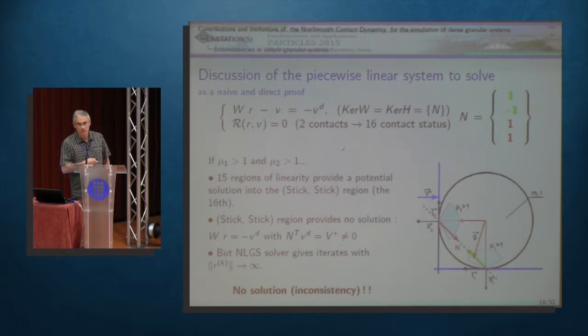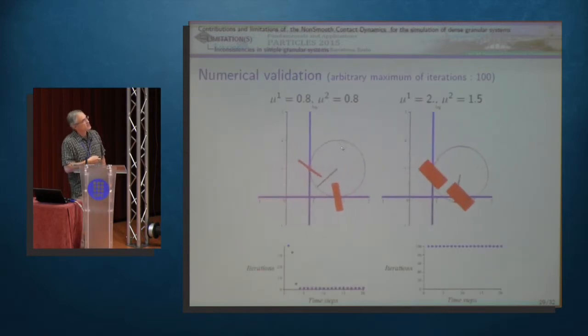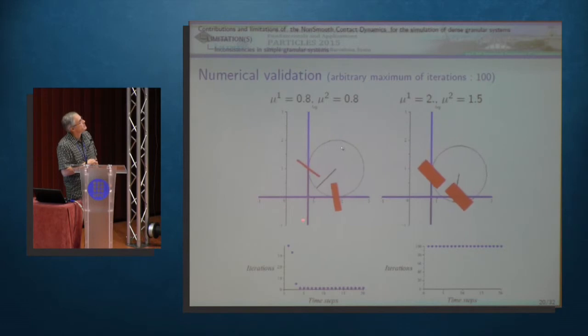But from a numerical point of view, the nonlinear Gauss-Seidel solver gives us an infinite sequence of iterates where the norm of the iterates tends to infinity. This behavior characterizes the lack of solution, the inconsistency of the system. And this simple analysis is confirmed, of course, by a very simple numerical experiment.